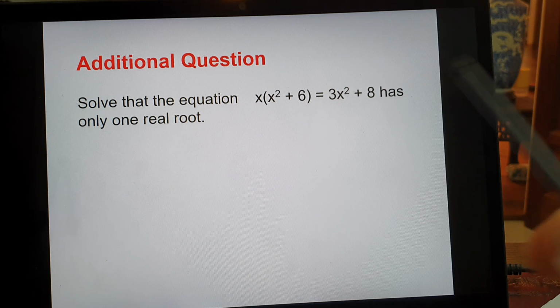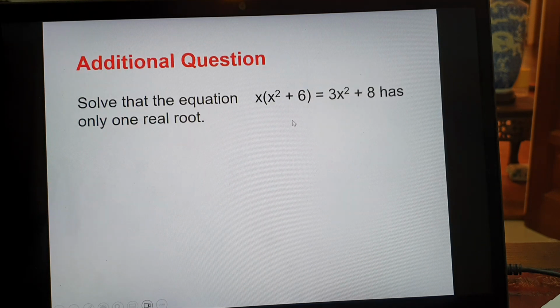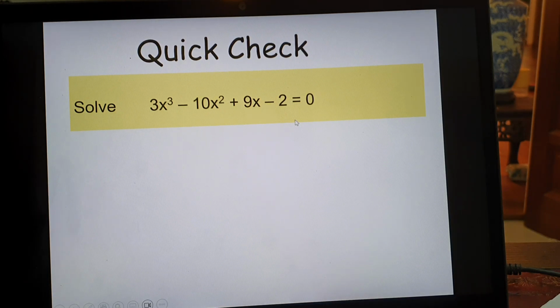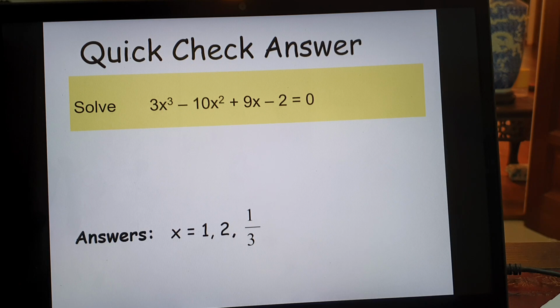Now in order to show that, you have got to make the right hand side 0 first. Then you go and try. If you cannot do it, ask me. Okay, then there's a quick check. You can go and quick check yourself and see whether you can get this answer or not. This one you can try if you want. Okay, that's it for this particular one.